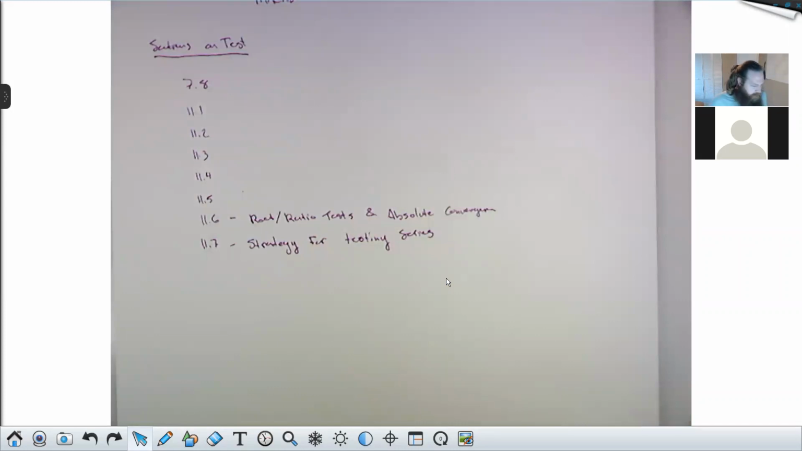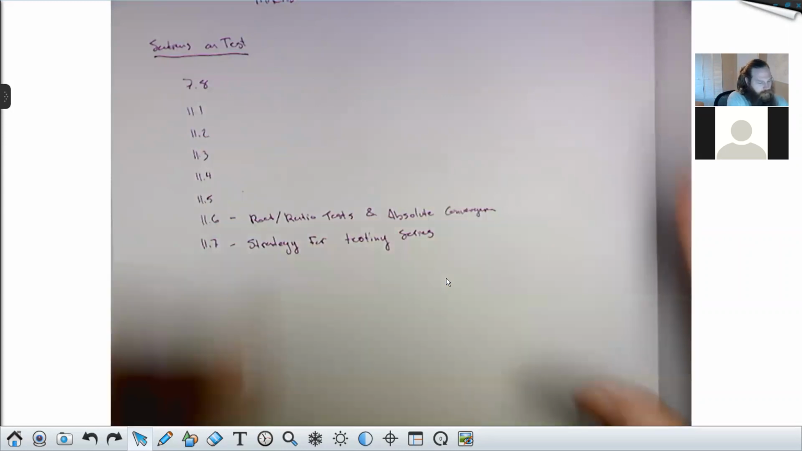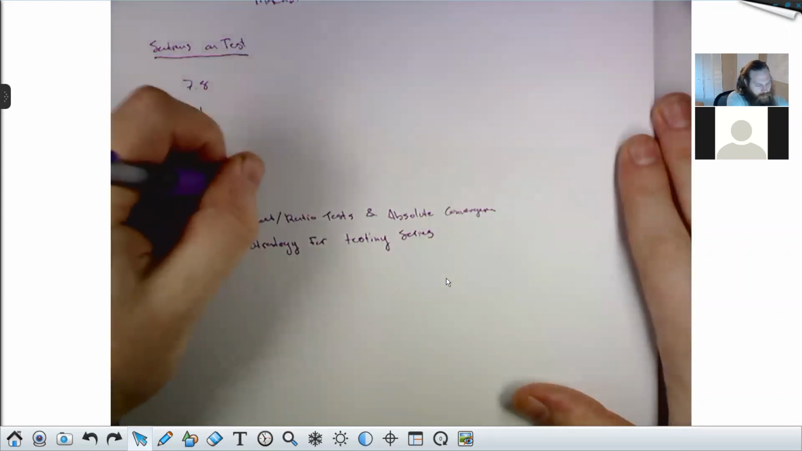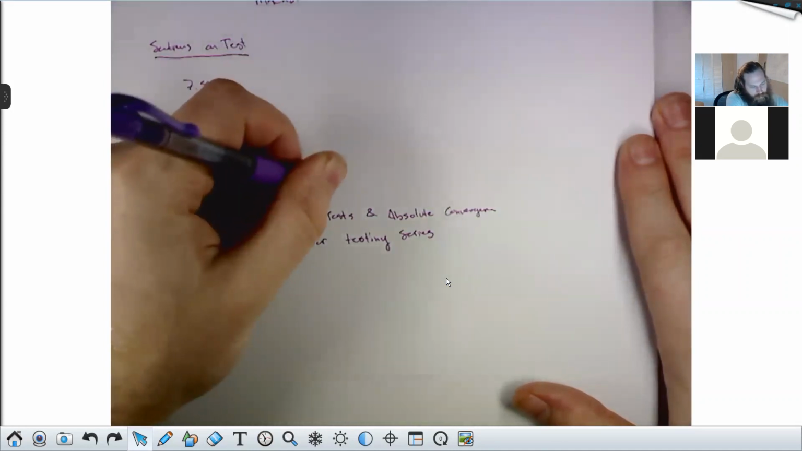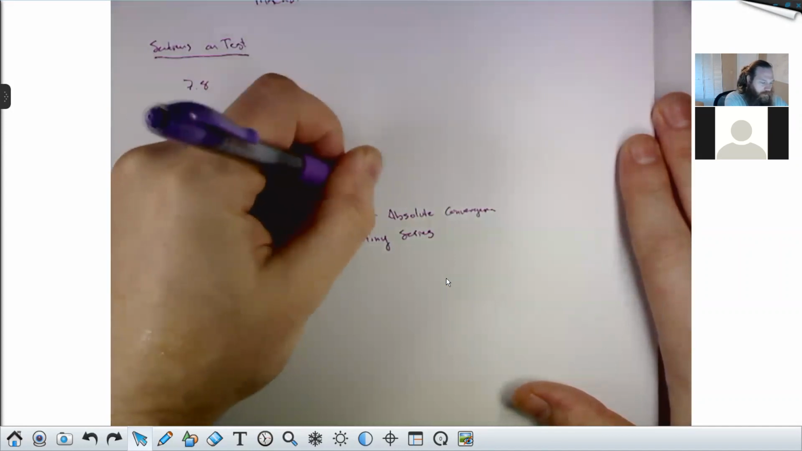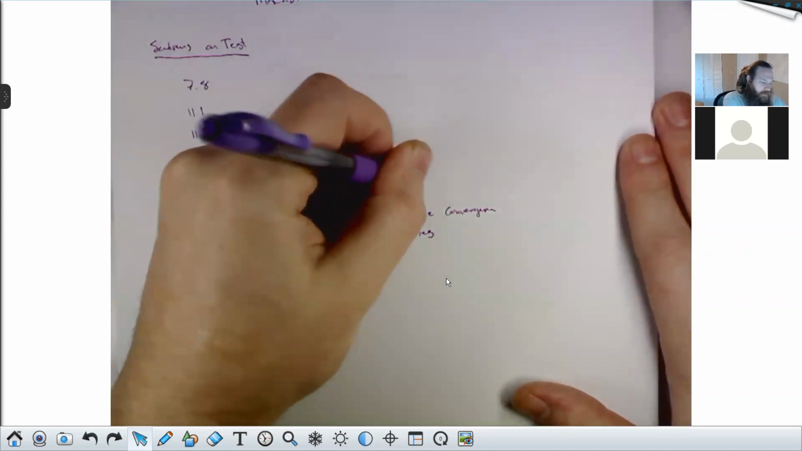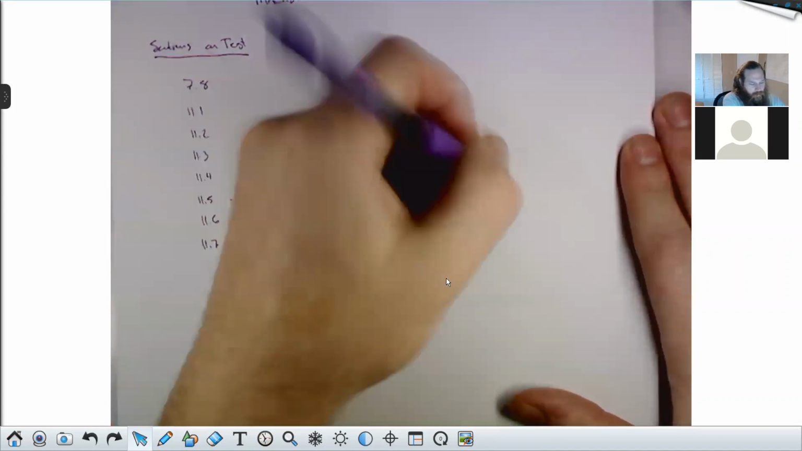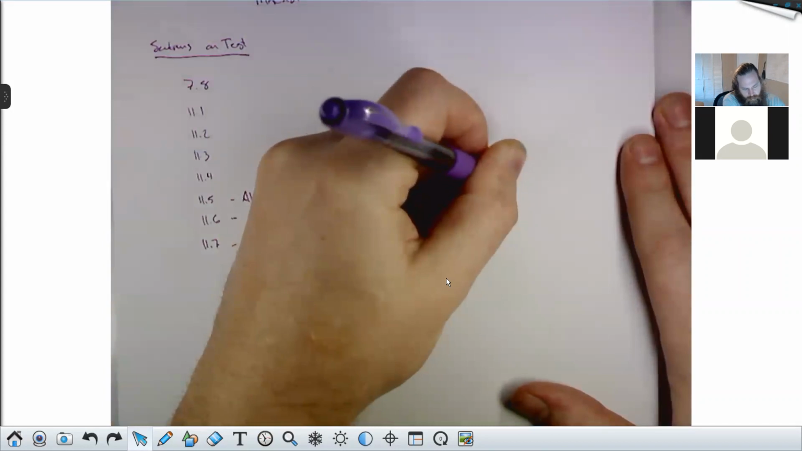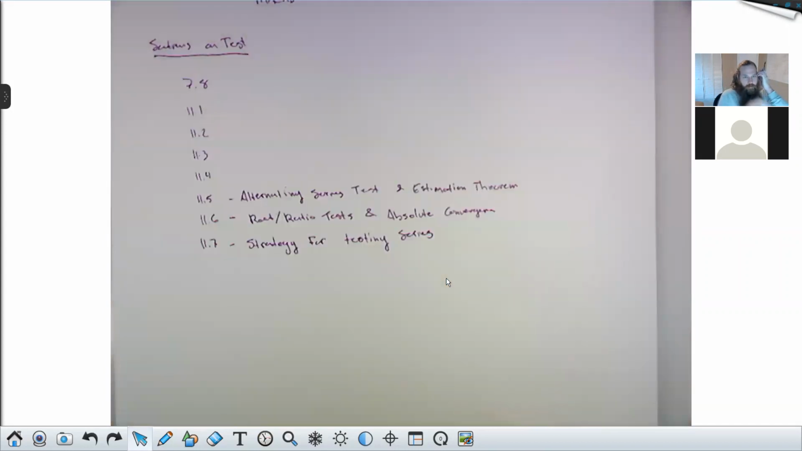11.5 is on alternating series. Specifically the alternating series test and the estimation theorem. People often ask me, should I expect to use every single test on the exam? Not necessarily, but I would expect to use the estimation theorem at least once.